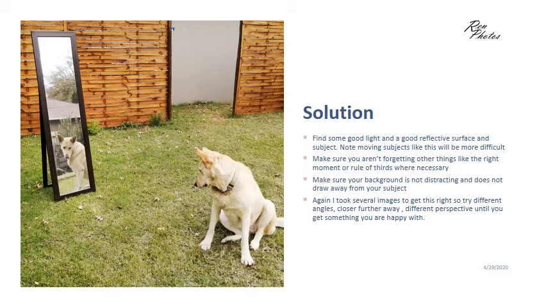So this was the final one that I chose. I really love this because it's a great moment as well. It really looks like she's checking herself out in the mirror. First things first, you're going to find some good light and a good reflective surface and subject. Moving subjects are going to be more difficult in this challenge, so to start off with, you might want to find something that's just stationary that you can play around with, but that's up to you.